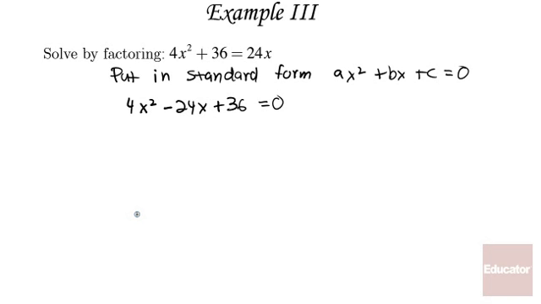This is another situation where I have a greatest common factor. So I have a GCF equals 4. Factor that out. Pull that out. That's 4 times x squared minus 6x plus 9 equals 0. Again, I have something much easier to work with since I pulled that out.